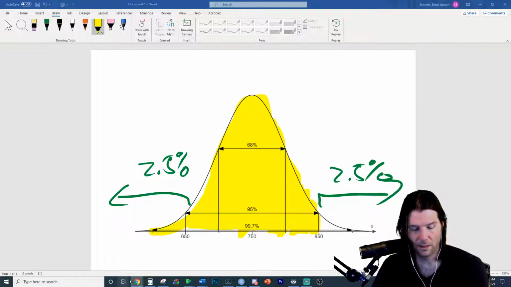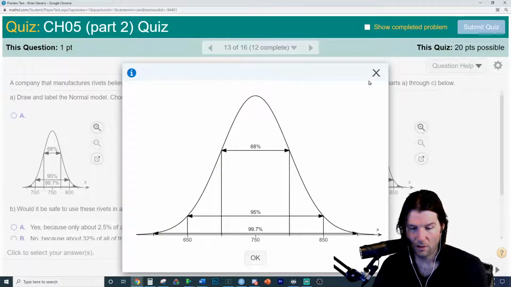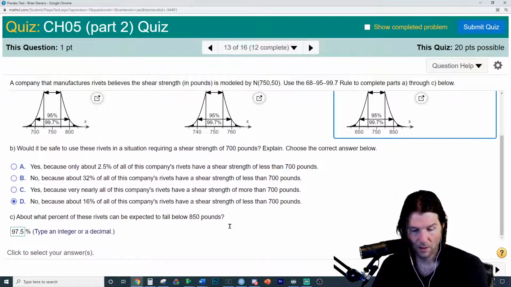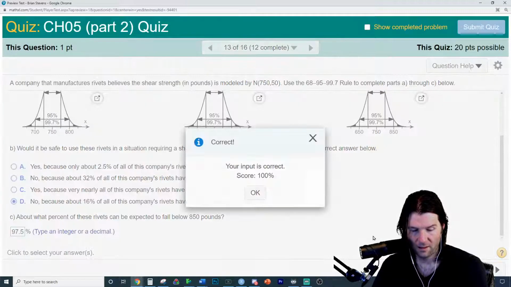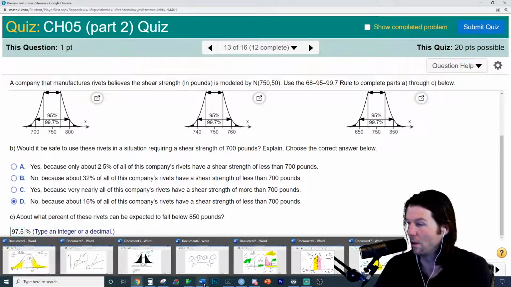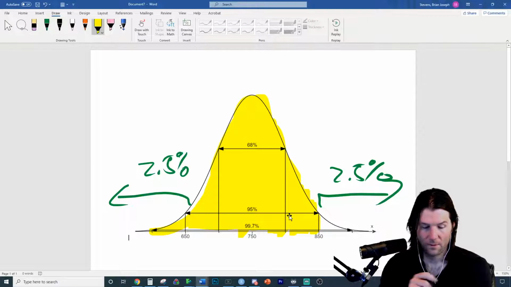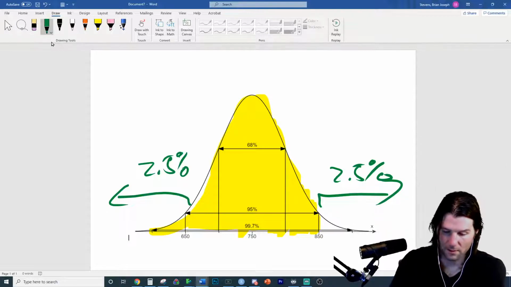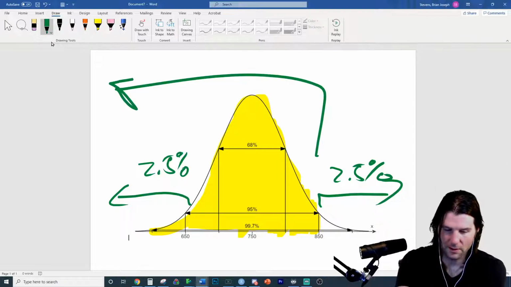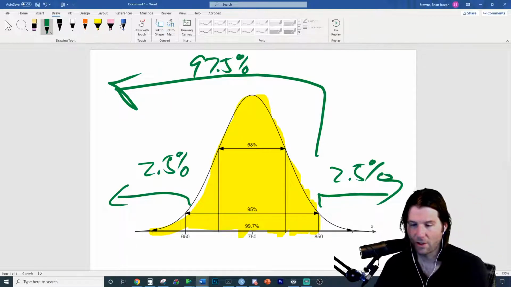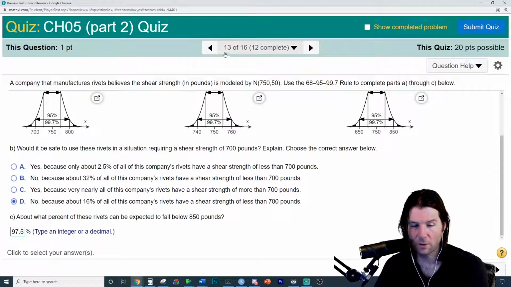Question 3. Let me take a look at that here in a second. What does the question say to start? It's probably similar to these. So I shaded and showed it. So this would be, if you go across here, this is 97.5.